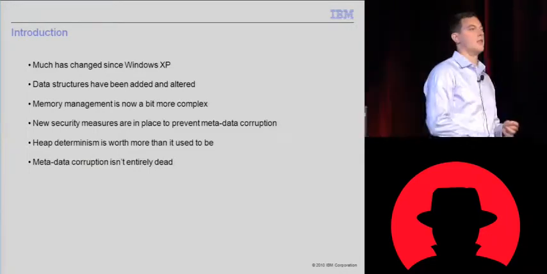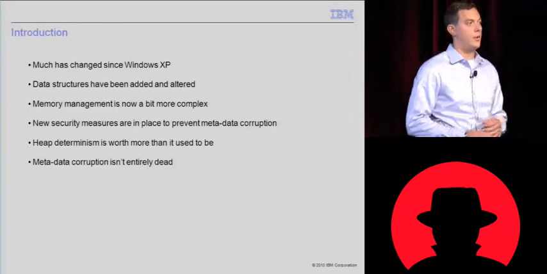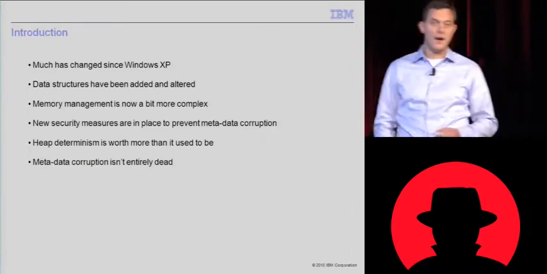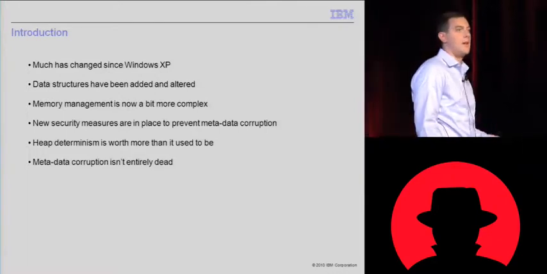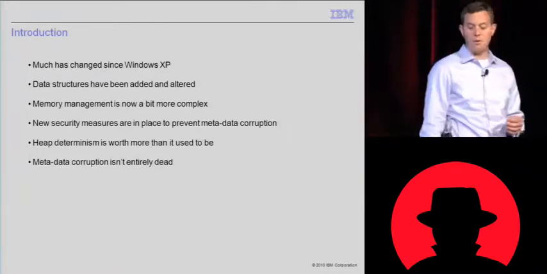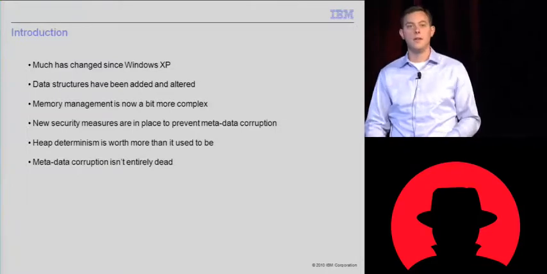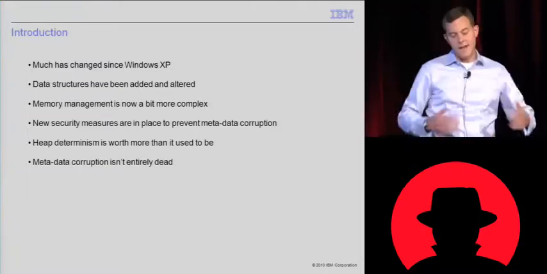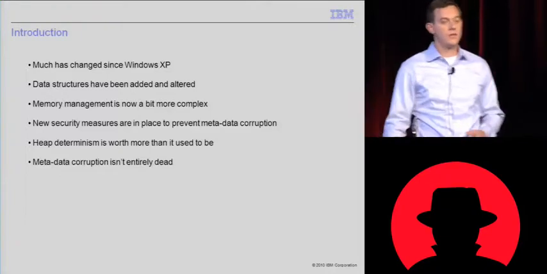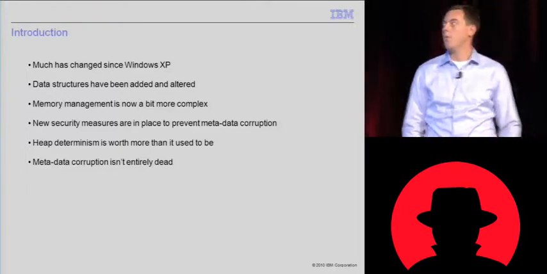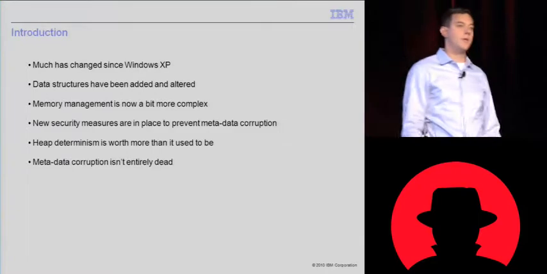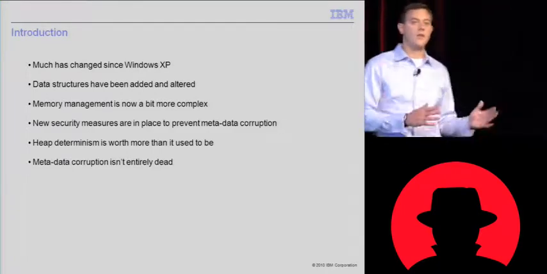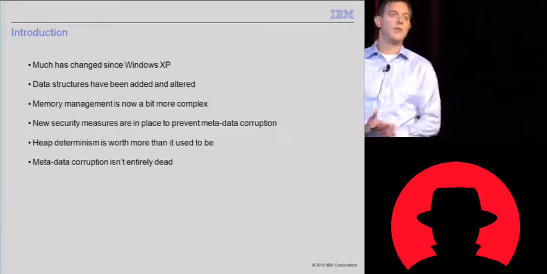A lot of data structures have been added to deal with this newfound technology. In my opinion, memory management has become probably far more complex than it used to be. You used to have these simple look-aside lists that were just singly linked lists. Low fragmentation heap is a bit more complex. Obviously, there are new security measures, and this is the Windows Vista code base that has rolled into Windows 7 as well.